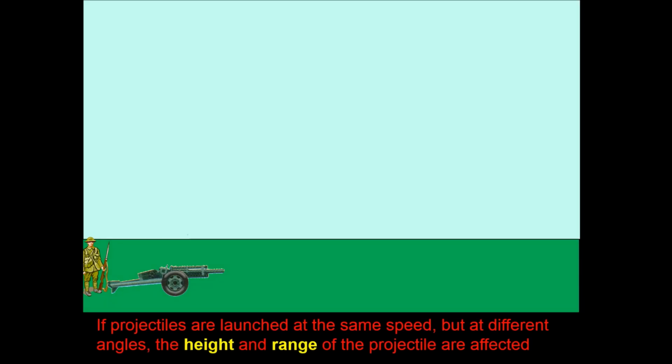So if projectiles are launched at the same speed, but at different angles, we can see that the height and the range, and the proportions of the height and the range, will be affected. So take this cannon, fire it at 15 degrees, and we'll see the shallow parabolic arc. Fire the same cannonball now at 30 degrees.